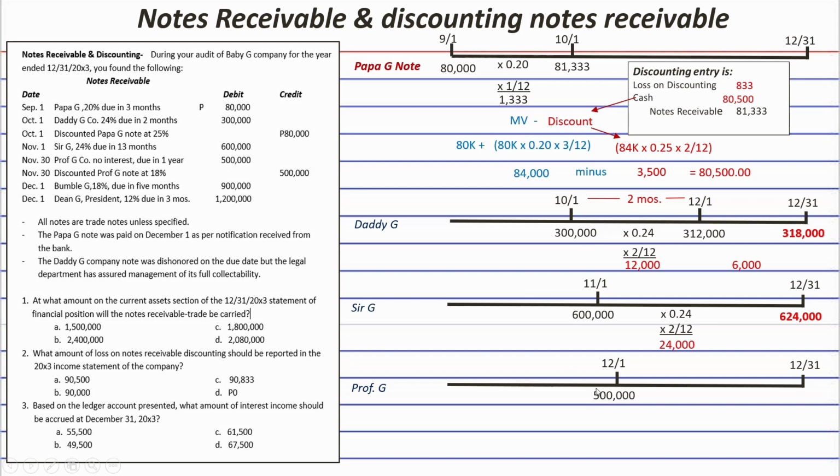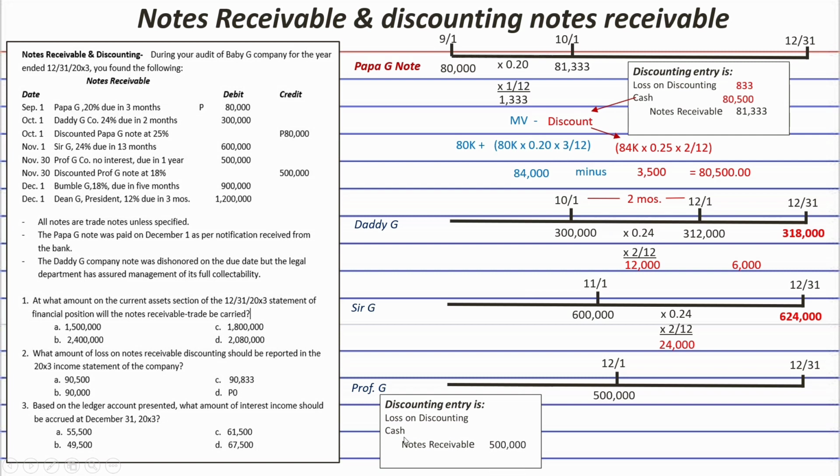Now, let's go back. We cannot go forward to another date because on November 30, Baby G also decided to sell the notes receivable. So again, we need to fill this entry up. If there is discounting, remember always that there is this entry. There is no need to compute interest that Baby G deserves because on November 30, Baby G received the promissory note and on the same day, the note was sold immediately. So credit notes receivable for 500,000.